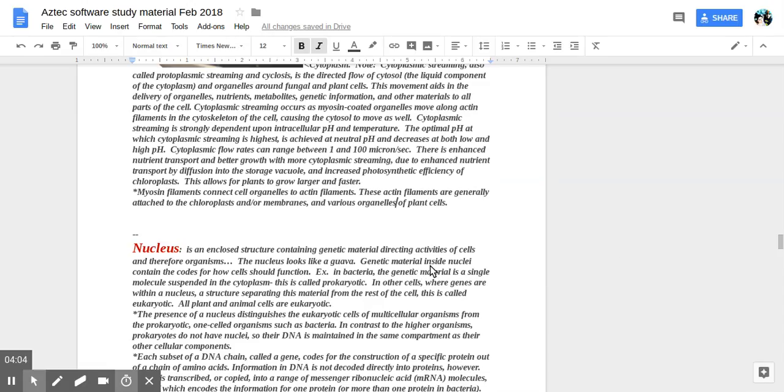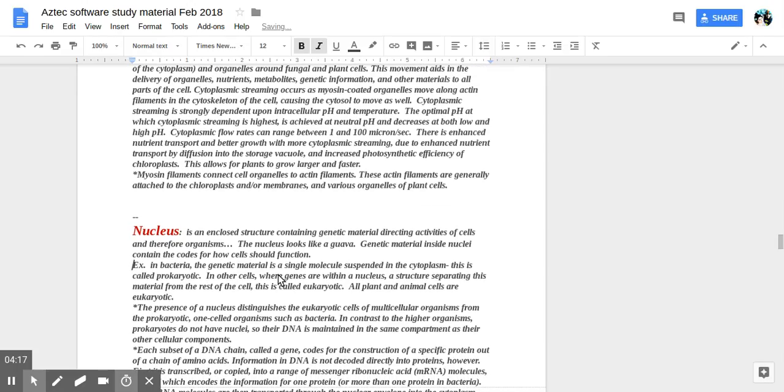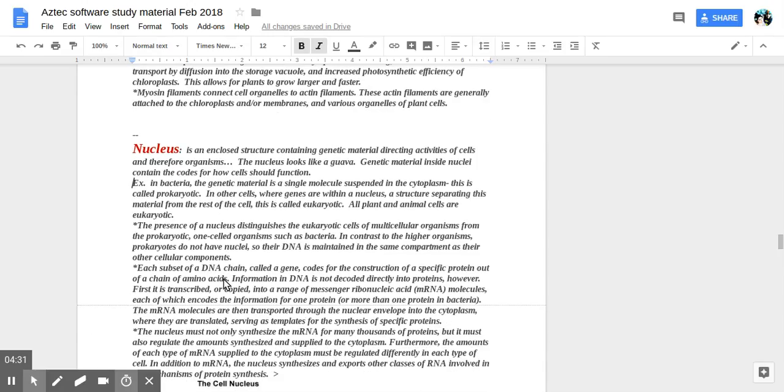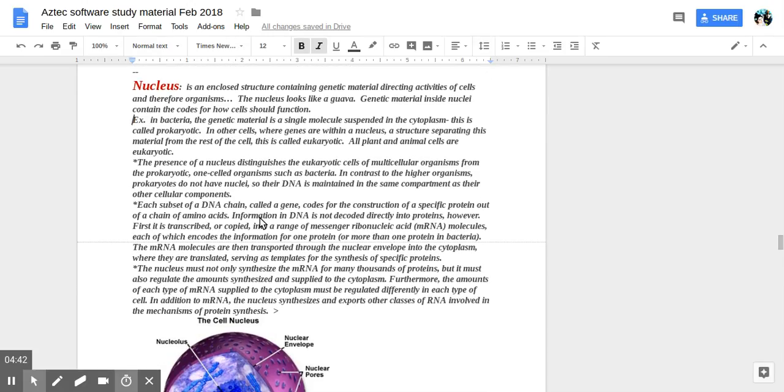For example, in bacteria, the genetic material is a single molecule suspended in the cytoplasm. This is called a prokaryotic cell. In other cells, genes are within a nucleus, a structure separating this material from the rest of the cell. This is called eukaryotic. All plant and animal cells are eukaryotic.